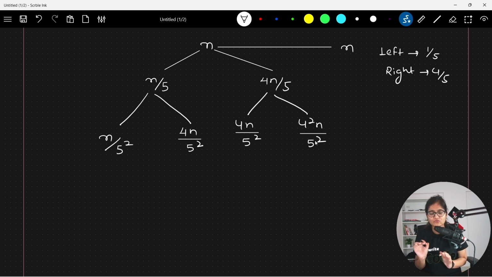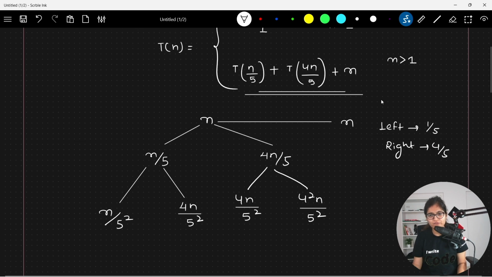Just one thing which I am trying to illustrate here is that whenever we are approaching towards the left hand side, if you observe the picture here, we are multiplying by 1 by 5, and on the right side we are multiplying with 4 by 5, because that is the recurrence relation which is given to me, and the cost which is required to do so is n.